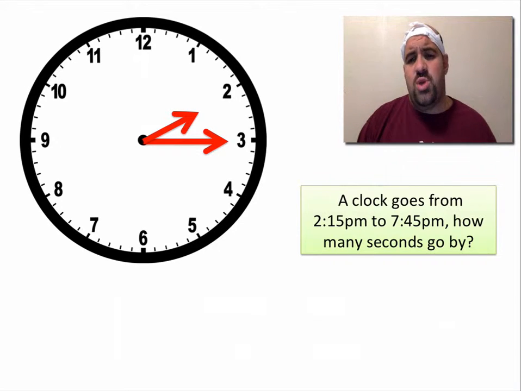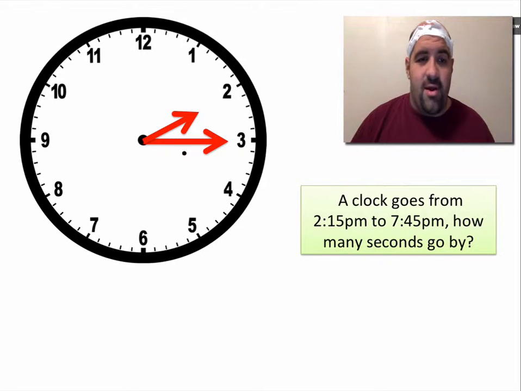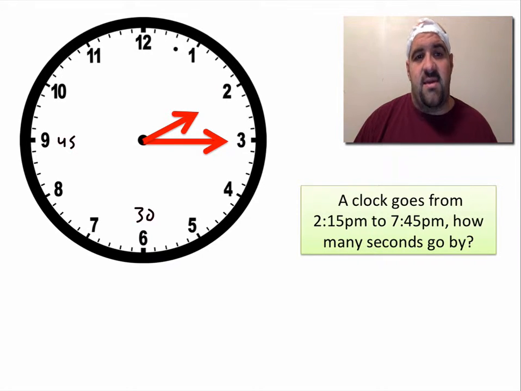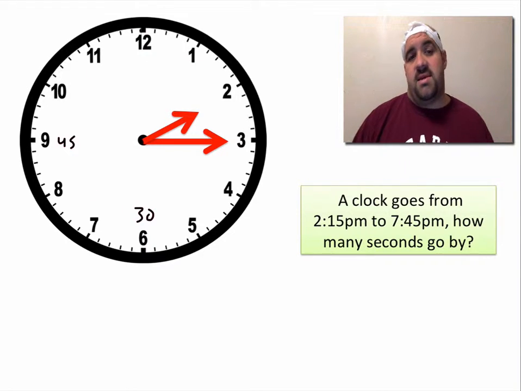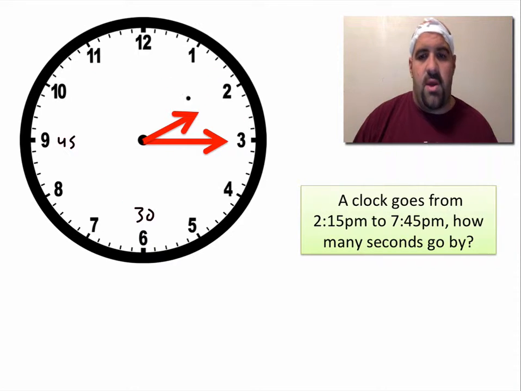A clock goes from 2:15 p.m. to 7:45 p.m. And hopefully, I know we don't really have analog clocks anymore, but this is 45. All right, this is 30. This is 15, and so on. 15 minutes, 30 minutes, 45. Back to 60 minutes right there, and starts at 0. Starts the process again. The big hand goes around.